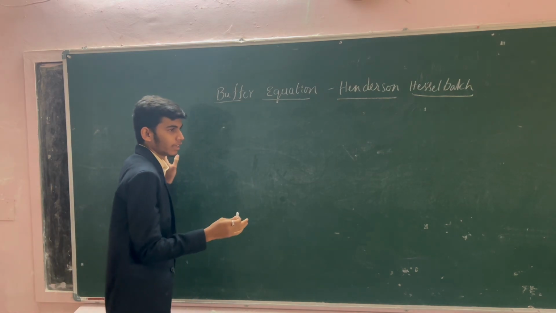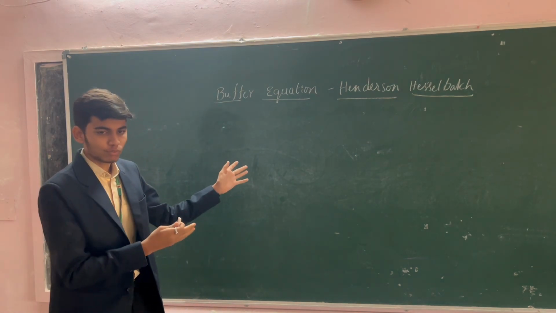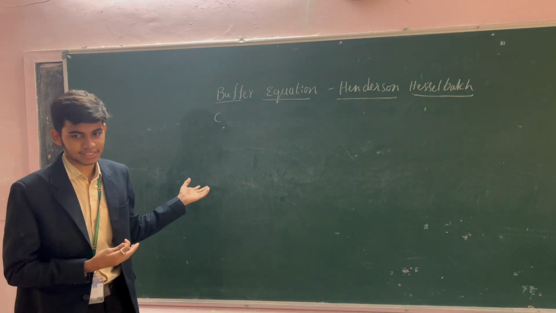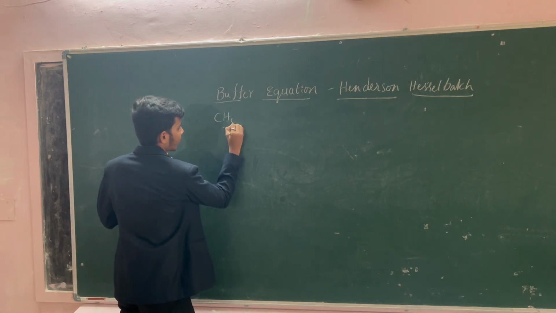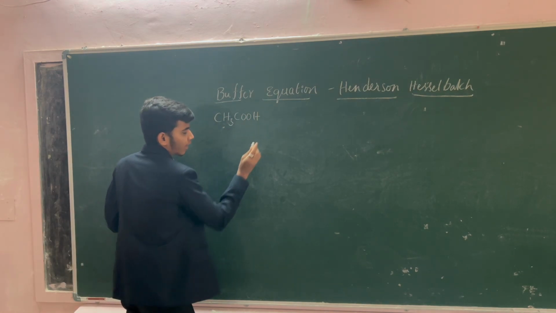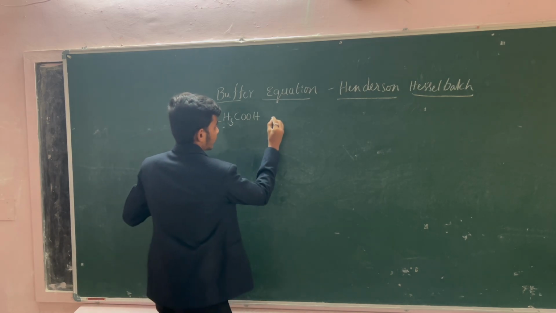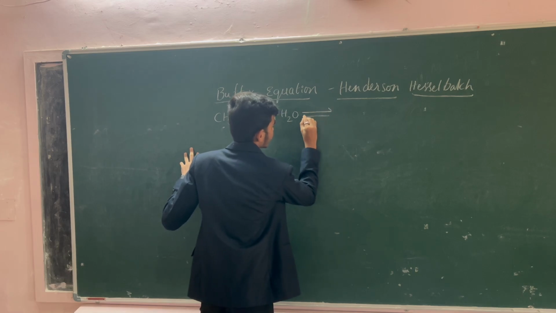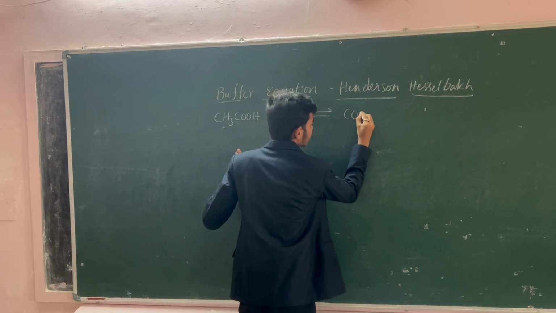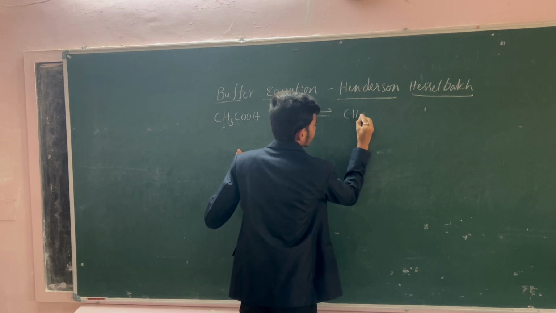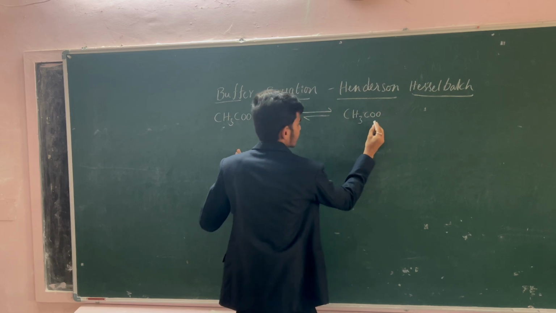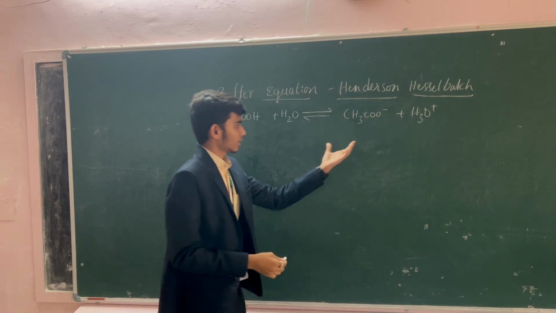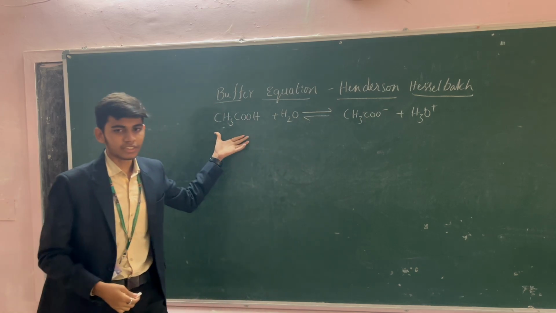Assume I am going to take a weak acid which is reacted with water. We all know that an example of a weak acid is acetic acid. So we are going to take acetic acid reacting with water. Now the reaction happens. This is the product and these are the reactants.